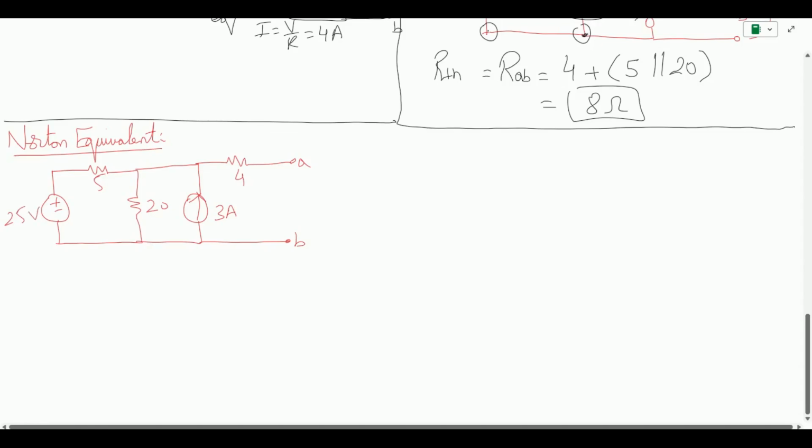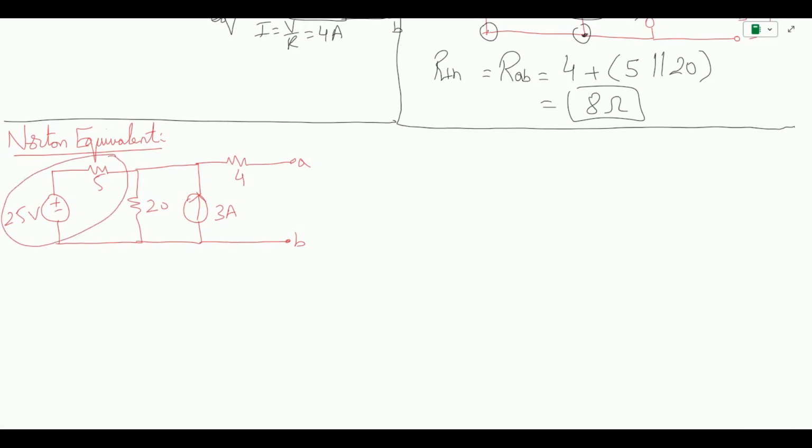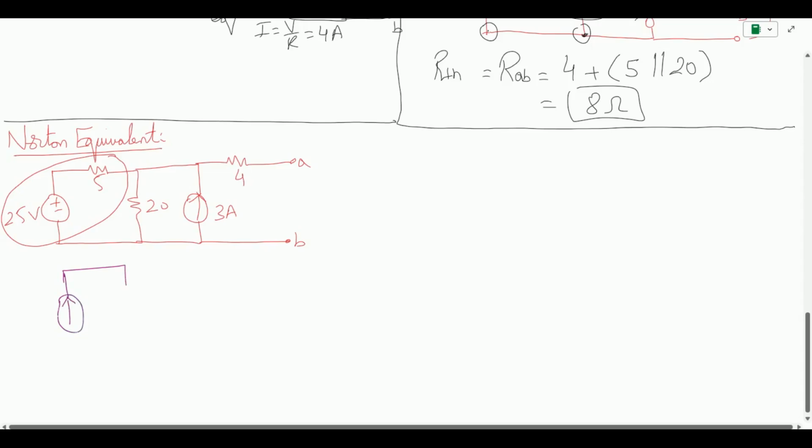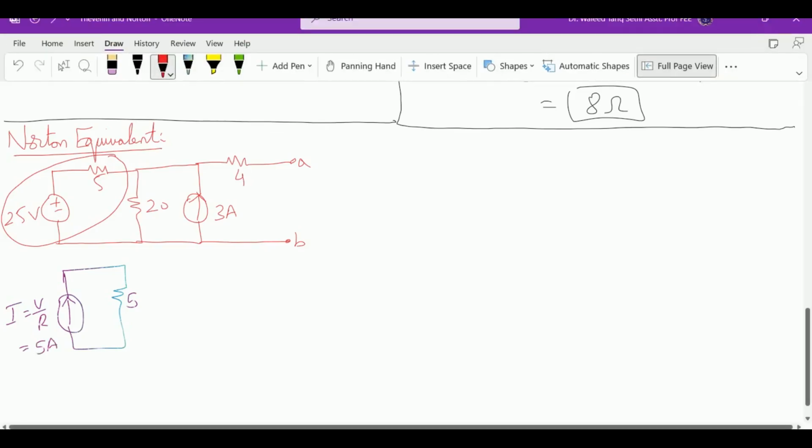Now if you want to find the Norton equivalent, what you can do is apply the source transformation. We know that these two are connected in series, so I can transform it into its equivalent current. So this is going to be a current source followed by the same resistor in parallel. Then I equals V by R, and this comes out to be 5 amps. The remaining circuit is as it is.